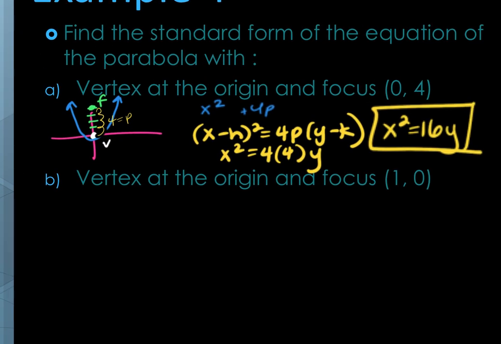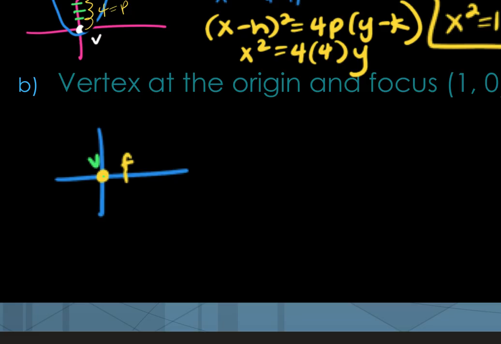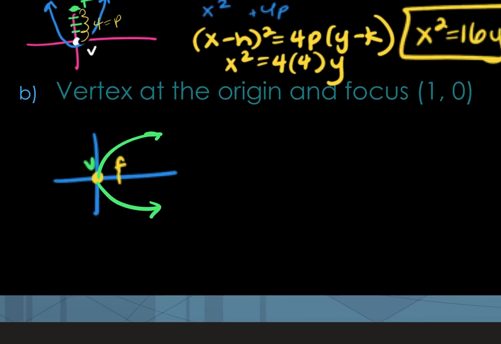K is 0, because it says it's at the origin. So they're both 0. Same thing for B. Vertex is at the origin, so my vertex is at (0, 0). And this time it says the focus is (1, 0). So that means my focus is here. Vertex is here. Which direction is this parabola facing? To the right.